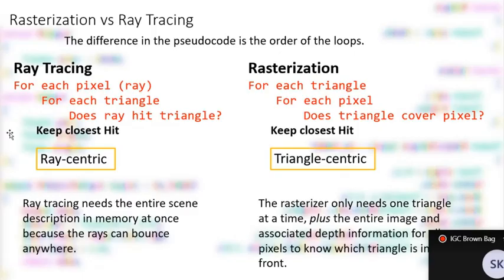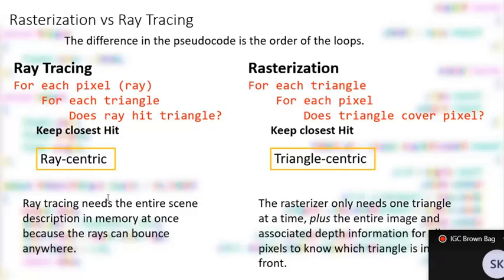So this is a ray-centric algorithm. And then in rasterization, for each triangle, then for each pixel it asks the question, does the triangle cover the pixel? And it keeps the closest hit, meaning the triangle that is the closest to the camera. It is a triangle-centric algorithm, as you see here. So looking at these very high-level pseudocodes, the difference in the pseudocode is only the order of these two outer loops right here.